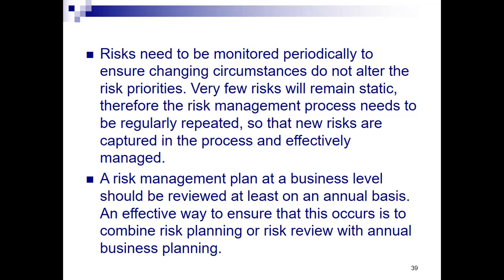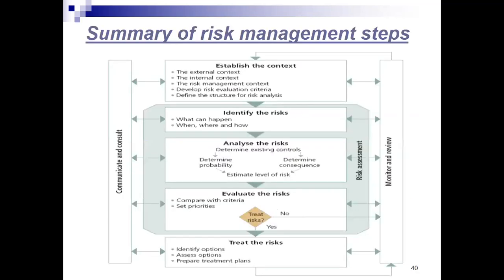An effective way to ensure that this occurs is to combine risk planning or risk review with annual business planning. Of course, if we plan for the business, we also look into the risk management and how risk is being managed accordingly. And finally, these are the contents. You can see here the specific parts of our risk management steps and process. And this is the summary, of course, from communicate and consult down to monitor and review. So just to summarize again, the flow is from communicate and consult to establish the context of the risk management and the risk, of course.